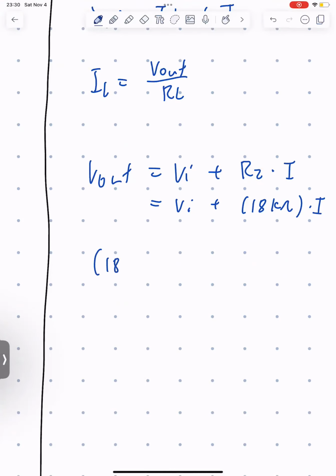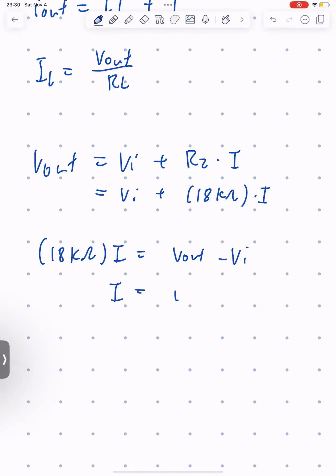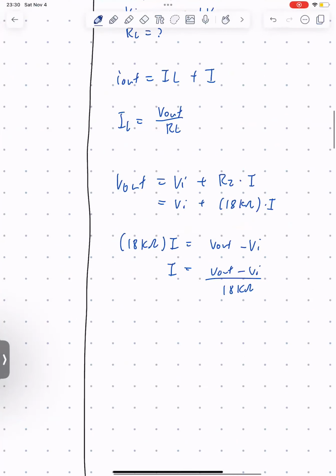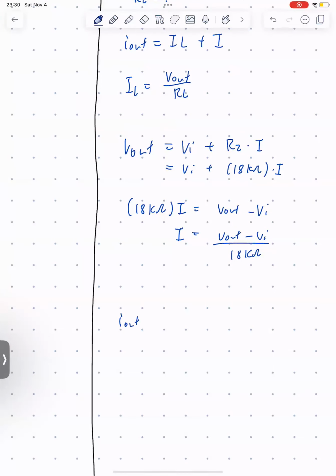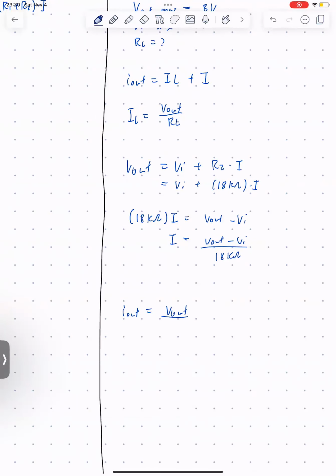So 18 kilo ohms times I equals V out minus VI, and I equals V out minus VI divided by 18 kilo ohms. Now that's fantastic. Now we have the two equations for I. Now we sub this back into I out. We will have an equation where we can express I out with VI, V out, and RL. So let's do that.